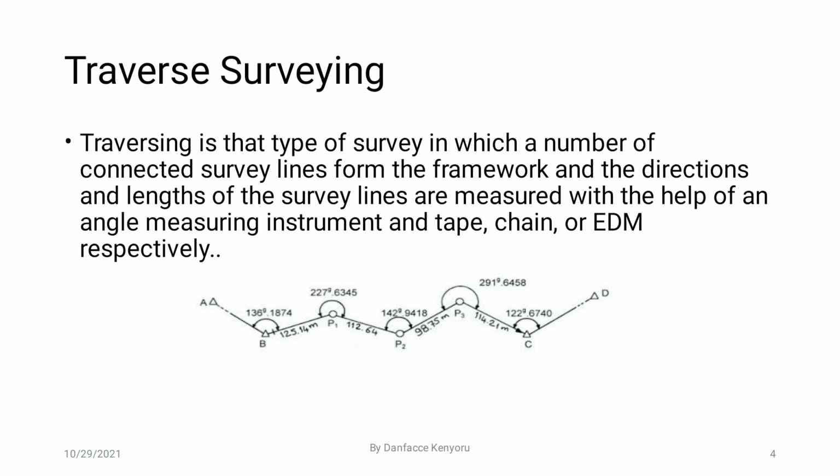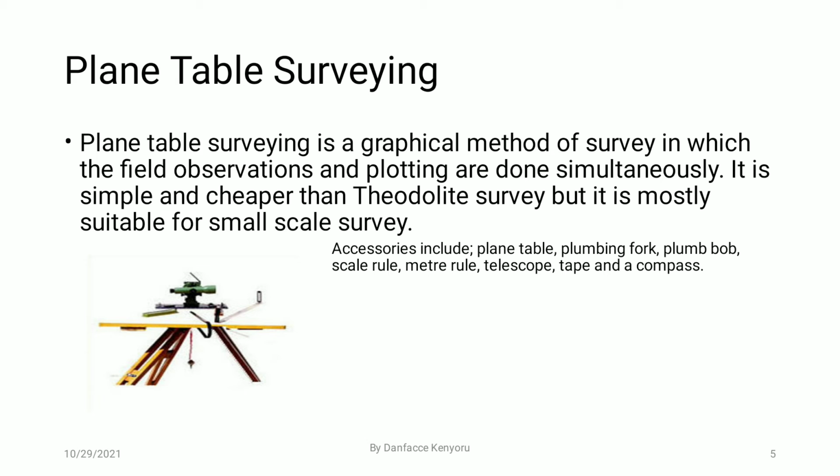The other element is plane table surveying. This is where the field observations and plotting are done simultaneously on site. Its advantage over the rest is that it's simple and cheaper compared to the ordinary survey, but is mostly suitable for small scale survey.